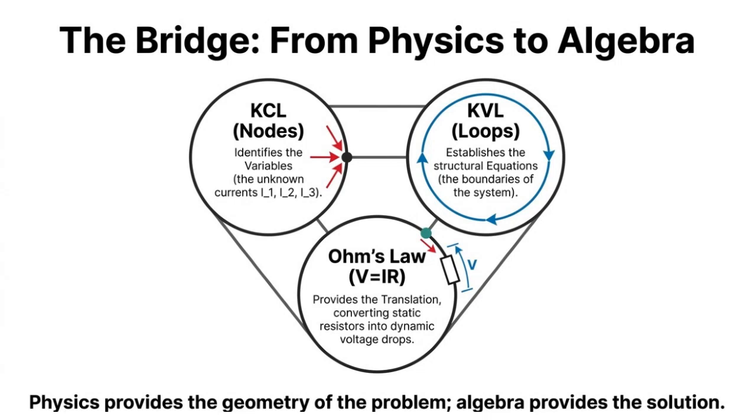Let's look at how physics concepts connect to algebra when solving circuit problems. Kirchhoff's current law, or KCL, helps us identify the variables, like the unknown currents at different nodes in the circuit. Kirchhoff's voltage law, or KVL, focuses on the loops, setting up the structural equations that define the boundaries of the system. Then we have Ohm's law, which acts as a bridge by translating static resistors into dynamic voltage drops. Together, these laws give us a clear map of the circuit's behavior, where physics sets up the problem's layout and algebra helps us find the exact numerical solutions.